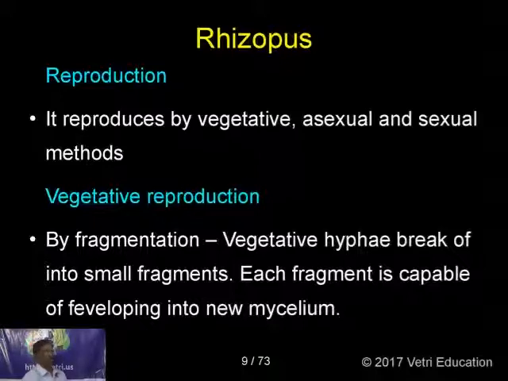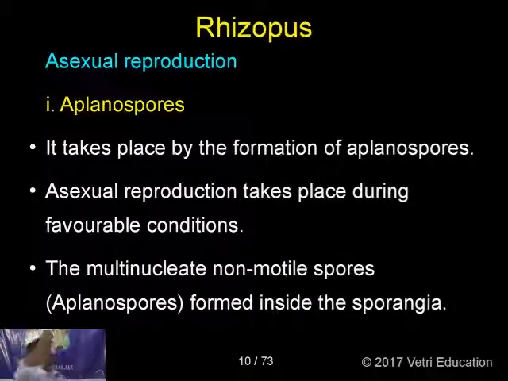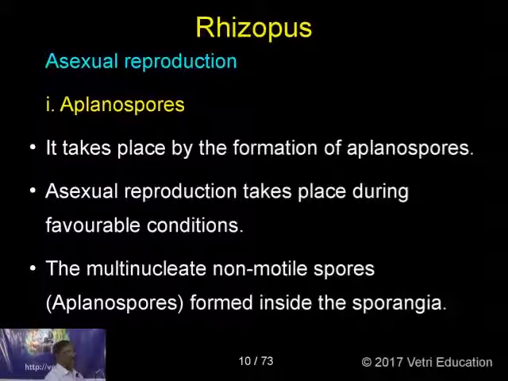Accidentally it breaks into pieces, and each piece or fragment is capable of developing into a mycelium after finding a suitable substratum. If a suitable substratum is there, these pieces will develop into new mycelia. So generally, vegetative reproduction is by fragmentation. And sometimes, the second one, asexual reproduction by aplanospores, that is non-moving or non-motile spores.